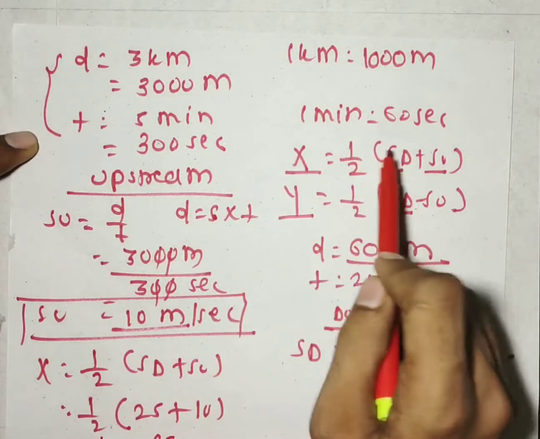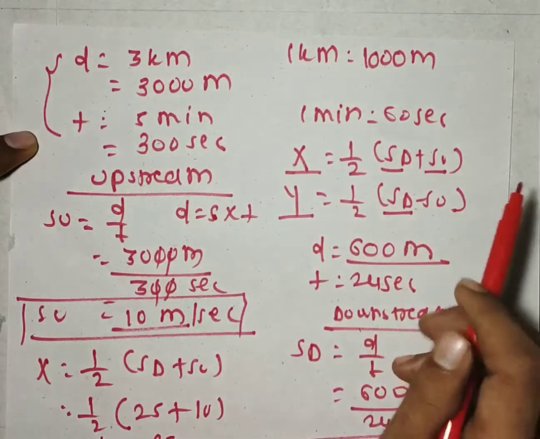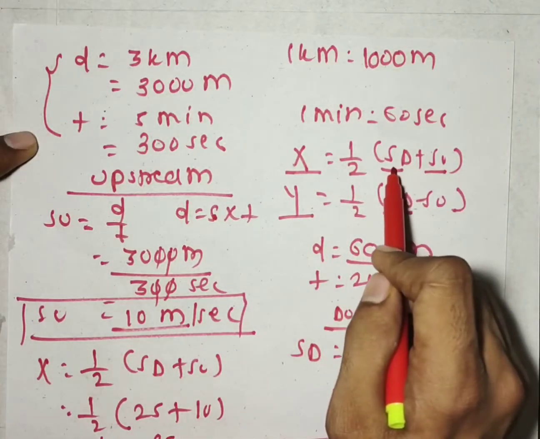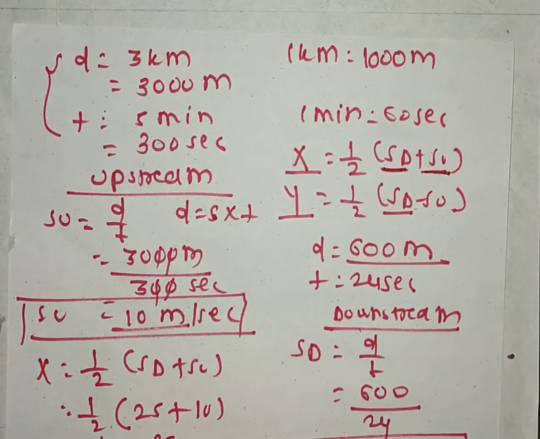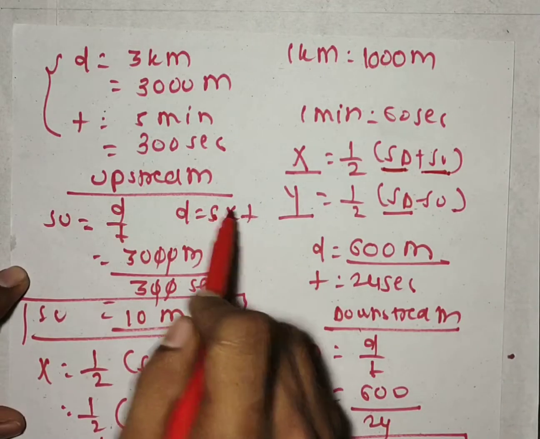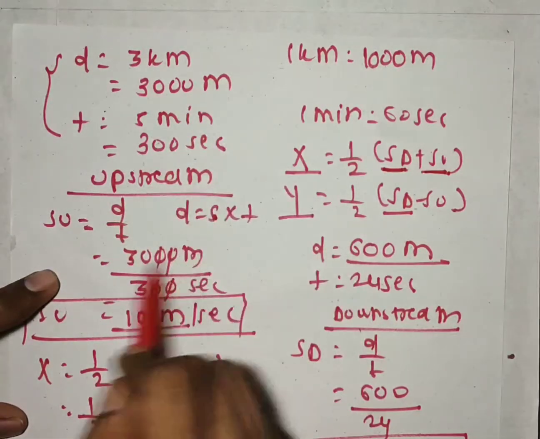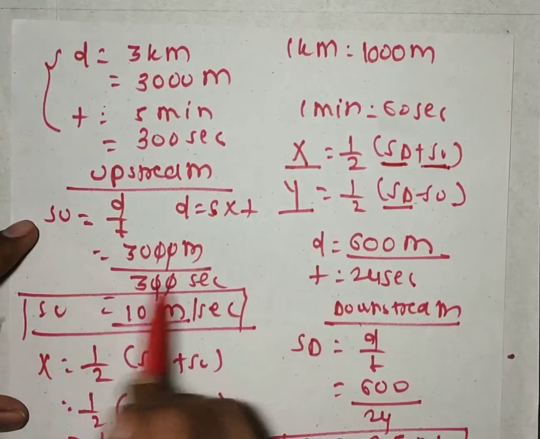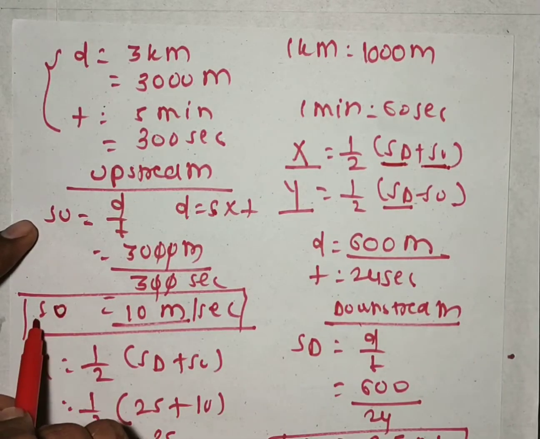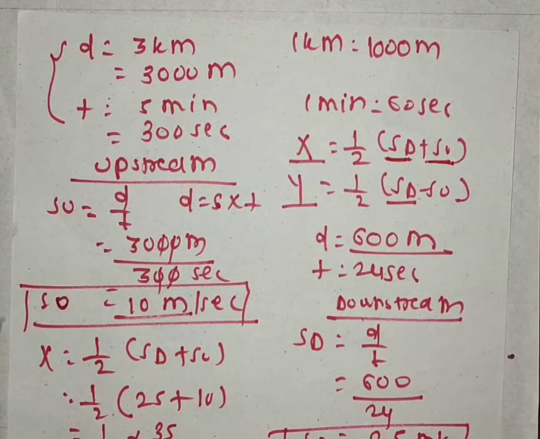So x is equal to 1 upon 2 of SD plus SU. Y is equal to 1 upon 2 of SD minus SU. As we don't know the values of SD and SU, we first have to calculate them. So in upstream, speed is distance upon time. Here distance is 3000 meter and time is 300 seconds. So I got the upstream speed as 10 meter per second.